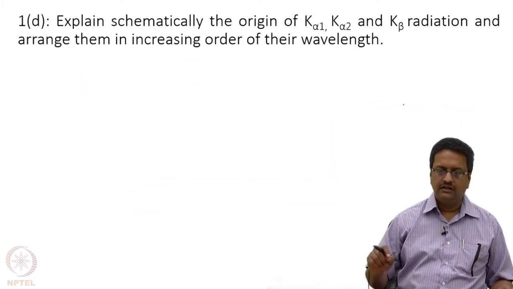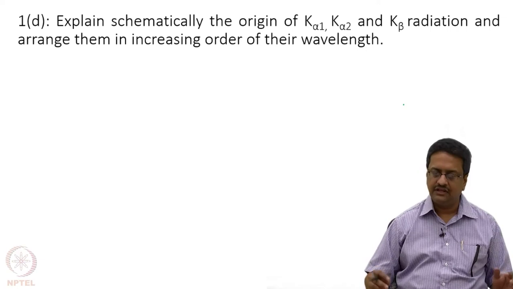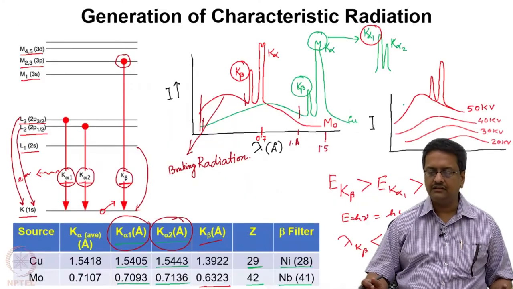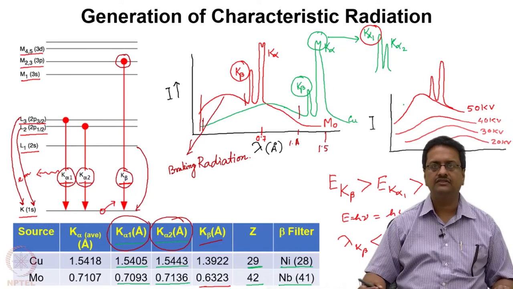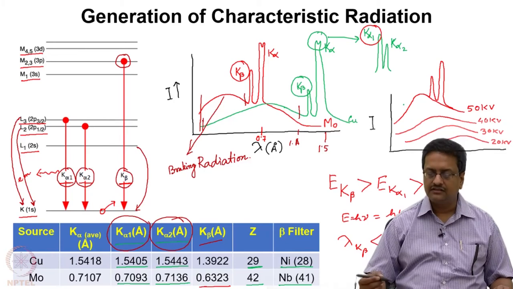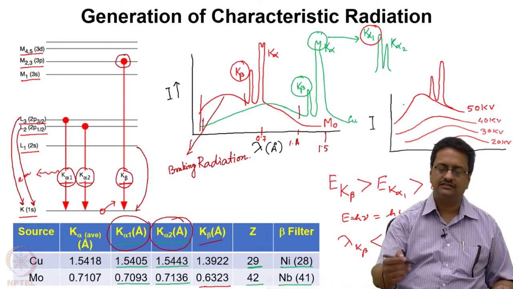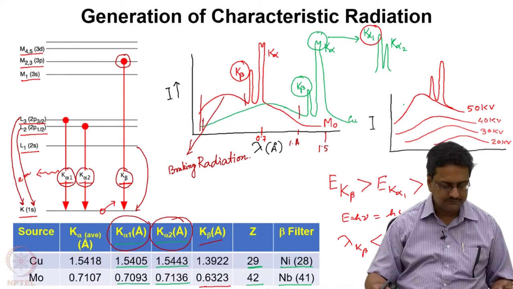The next question is already explained in the lecture: explain schematically the origin of K alpha 1, K alpha 2 and K beta radiation and arrange them in increasing order of their wavelength. So, we have already done that in the previous problem. What we need is to show this particular diagram which is now being flashed on the screen. We should draw this diagram, explain the origin of the different radiations alpha 1, alpha 2 and beta, and then arrange them in terms of their wavelength as I have done for the previous problem.